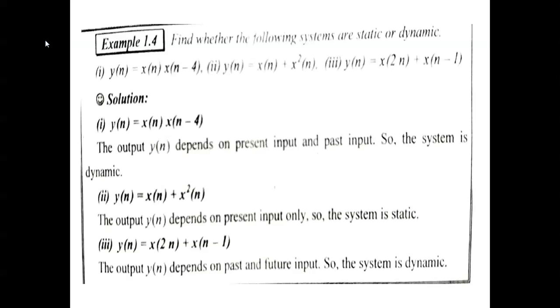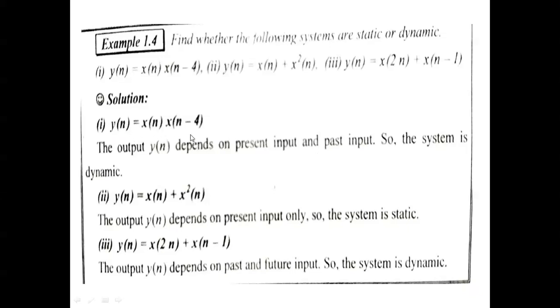So, system classification problems. The first one is whether it is static or dynamic. We have to determine whether the given functions are static or dynamic. We already know what is static and what is dynamic. Static means it's memoryless, and memoryless means it doesn't depend on past or future values. If it has future and past values, that is called dynamic.